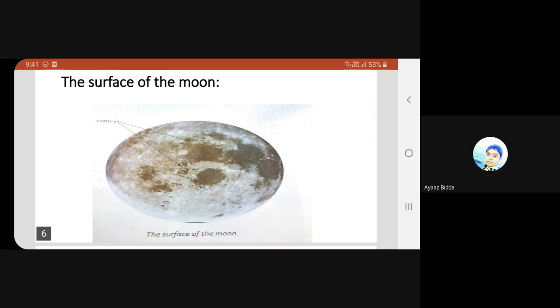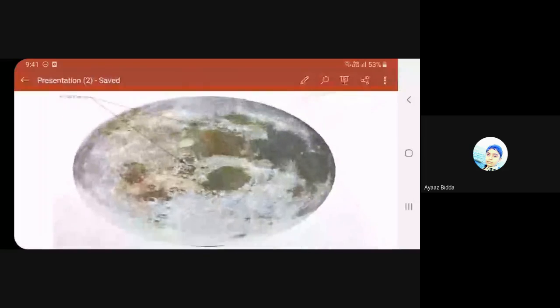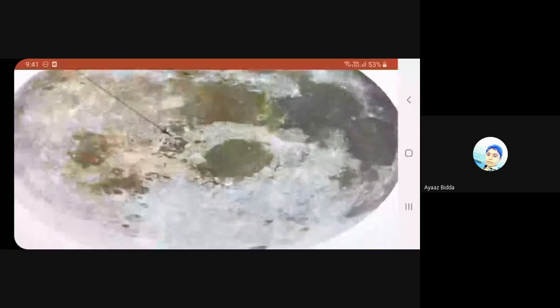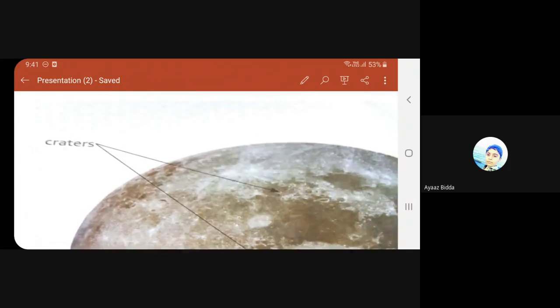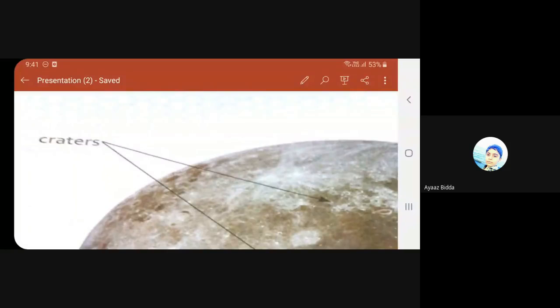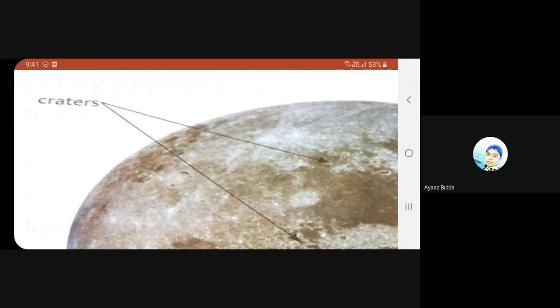In the picture, you can see this hole-like structure on the moon. Can you see them better? This kind of hole-like structure. Yes, ma'am. These are the land area, the mountain area, on which deep holes can be found. And these deep holes on the surface of the moon are known as craters. They are known as craters. Can you see this?